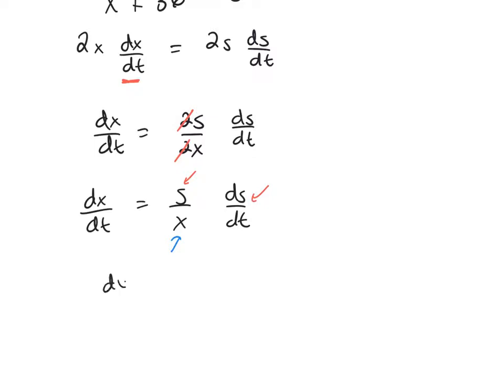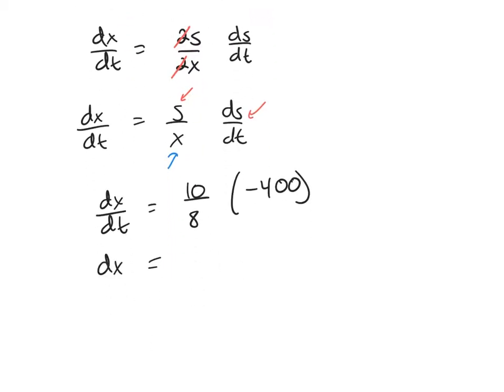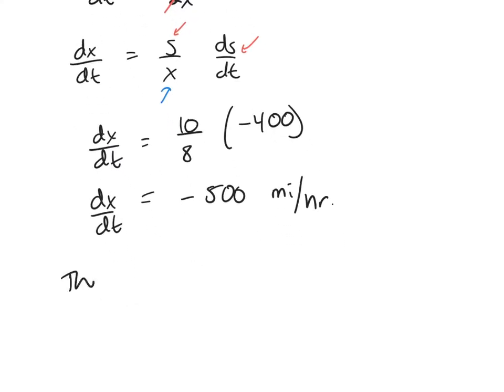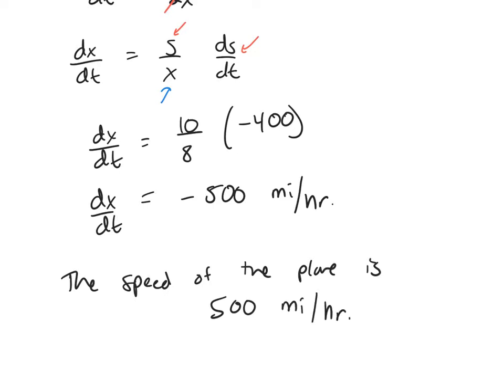So now I know my value of x, so I can plug everything in and solve for dx/dt. So dx/dt will be s was 10, x was 8. We just solve for it. And ds/dt is negative 400. So dx/dt would be negative 500. And we need units, remember? It's going to be miles per hour here. And so what is the speed of the plane going to be? The speed of the plane is 500 miles per hour.